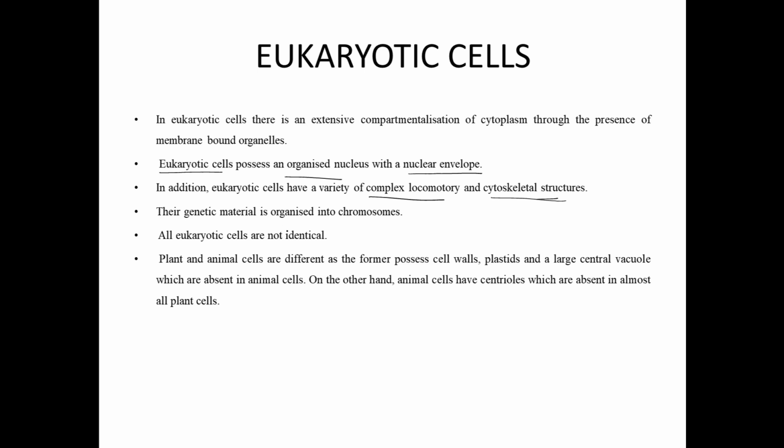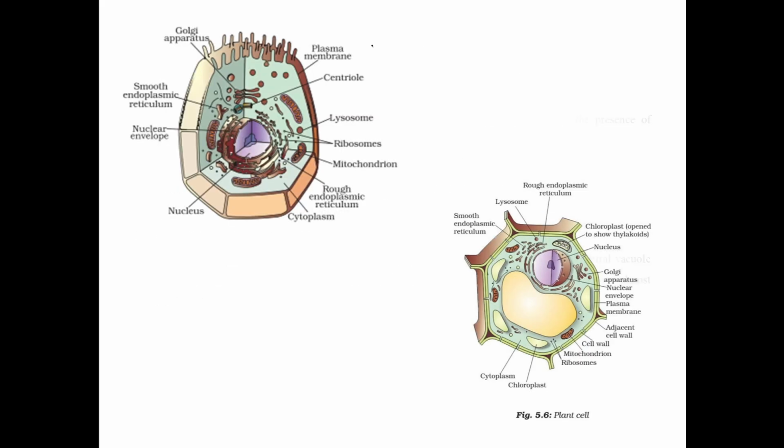So all eukaryotic cells are basically not identical. Plant and animals are the example of eukaryotic cells, right? Of animal cell and a plant cell, right? Now in plant cell we have cell wall, right? And animal cell has no cell wall. Plant cell has chloroplast, but in case of animal cell there is no chloroplast. Plant cell has a large central vacuole, whereas animal has numerous or no vacuoles, right?